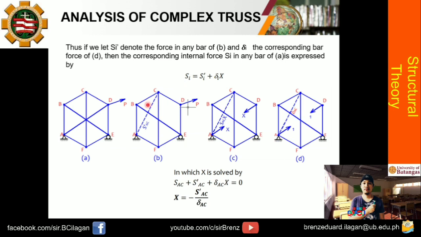Hanapin mo lang yung value ng X, and then pag may X ka na, gagawa ka lang ng table para mahanap yung mga value ng forces sa bawat isang member. And last, may method of joint ka lang either at A, at D for this example para mahanap mo yung missing member na AD. Okay guys, so kung nalilito, mas mauunawaan nyo to if magsosolve tayo ng isang sample problem.